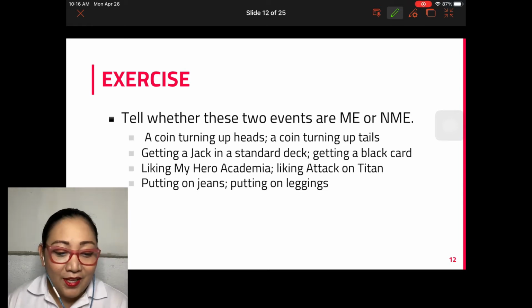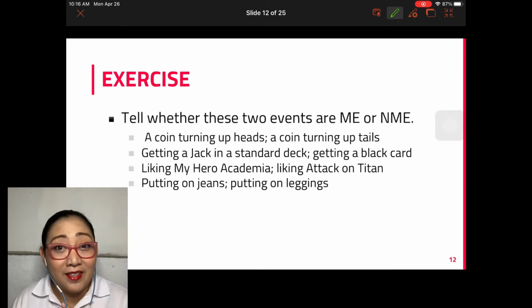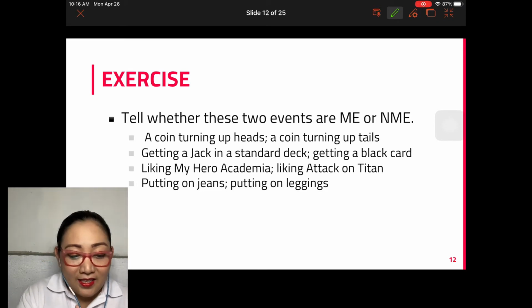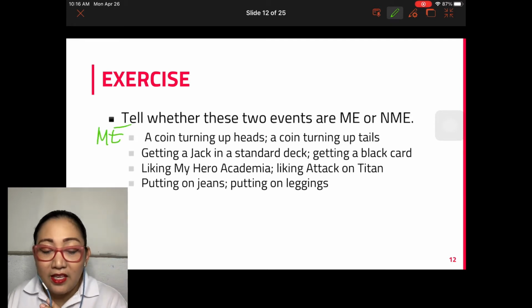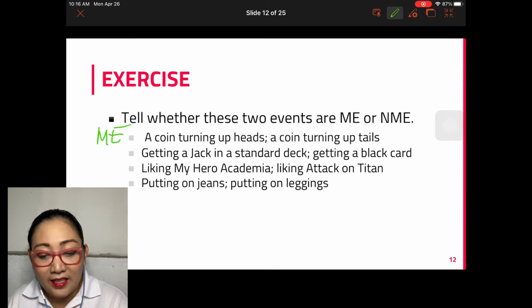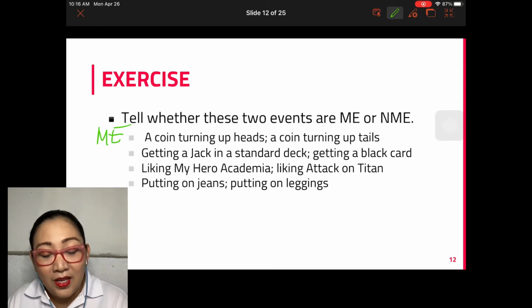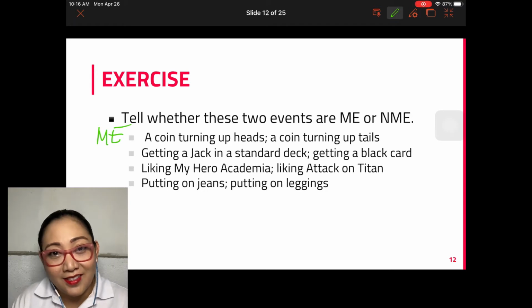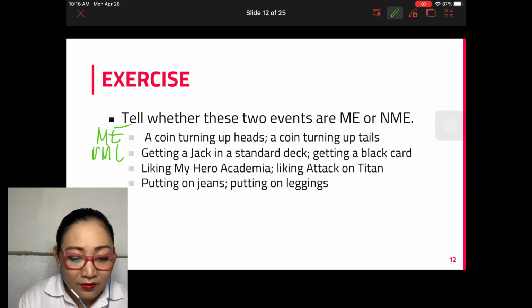Okay. So, a coin turning up heads and a coin turning up tails. This was my example before. These are mutually exclusive events. Getting a jack on a standard deck and getting a black card, may intersection po yan kasi meron tayong dalawang black jacks. Okay? So these are not mutually exclusive.